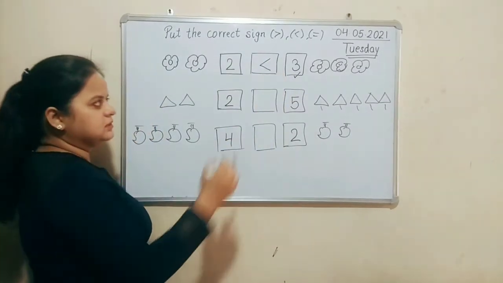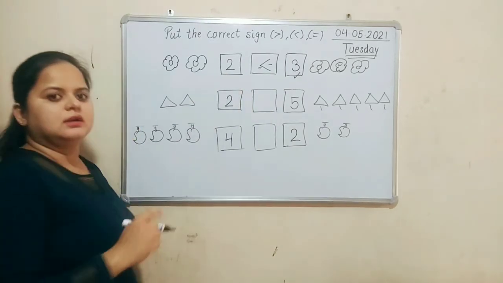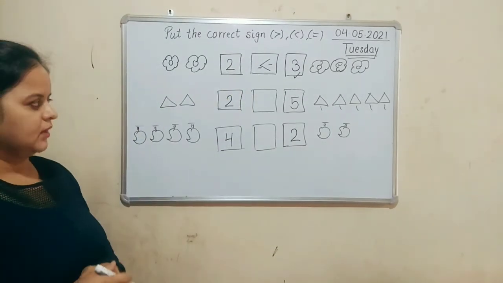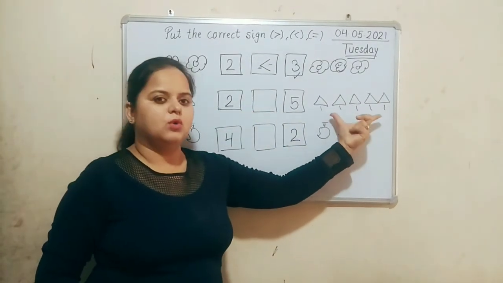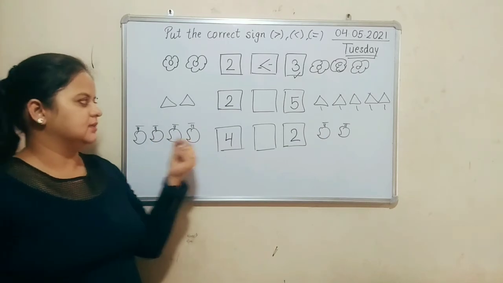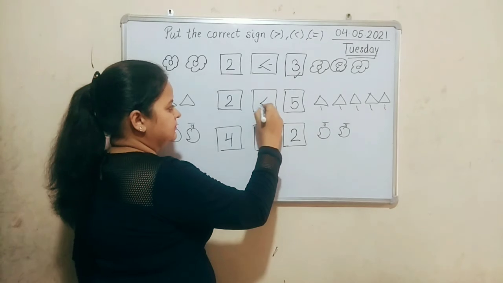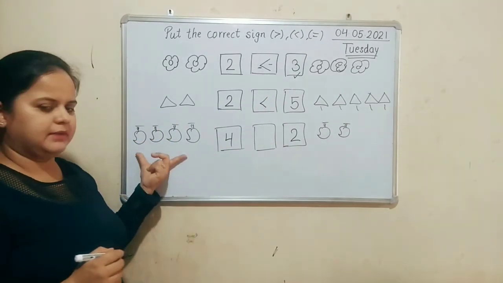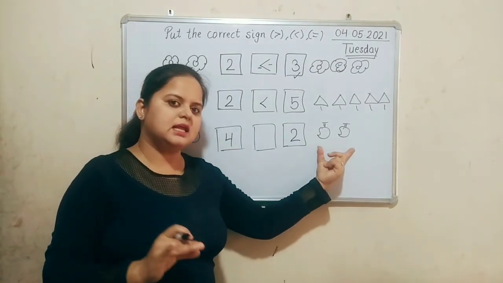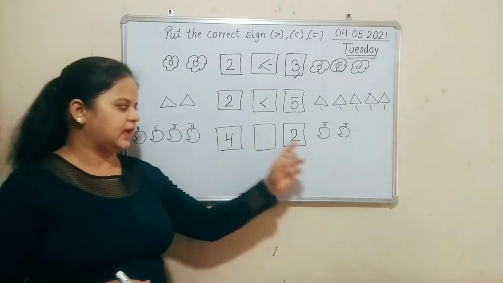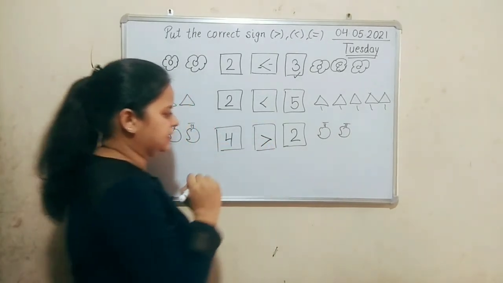We will put the sign like this: the open side in front of the greater number and the closed side in front of the smaller number. In the next picture you can see there are more triangles and there are fewer triangles. So 2 is smaller and 5 is the greater number. Here are the mangoes, more mangoes and fewer mangoes. So 4 is greater than 2. So we will put this sign.